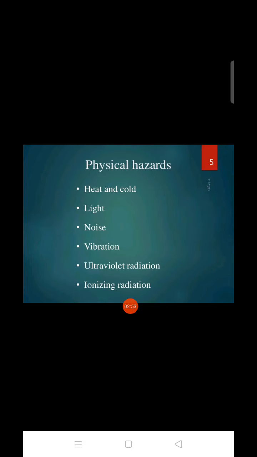What comes under physical hazard? A physical hazard affects the body physically. We can list heat and cold, light, noise, vibration, ultraviolet radiation and ionizing radiation. These are the physical hazards.